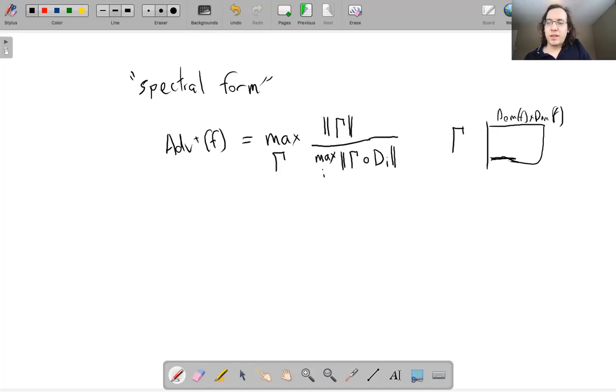Okay, and it must have the property that if f of x equals f of y, then gamma of xy equals 0. It must have this property. And also, gamma of xy is at least 0 for all xy. Okay, so we have this matrix that has these weird properties.